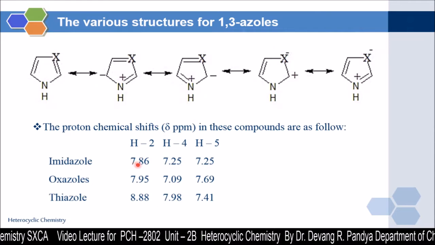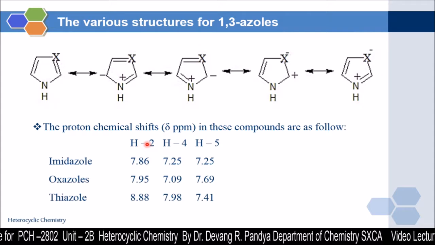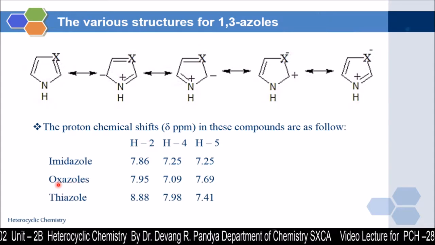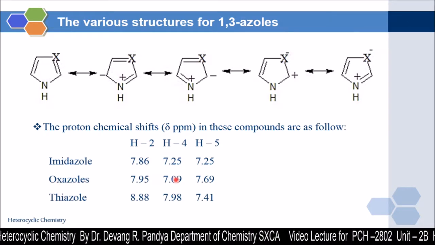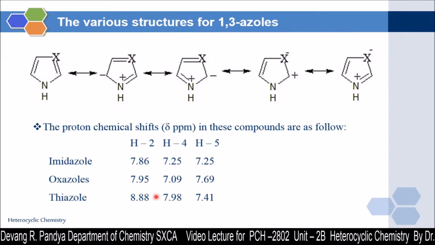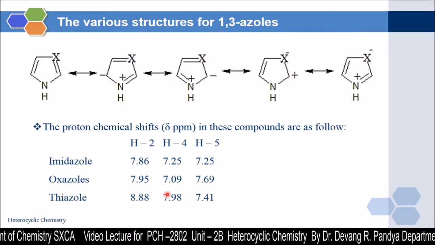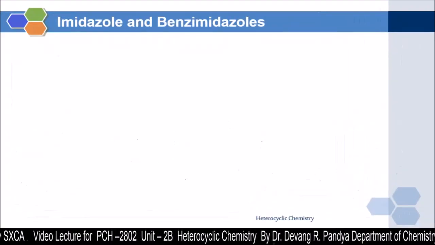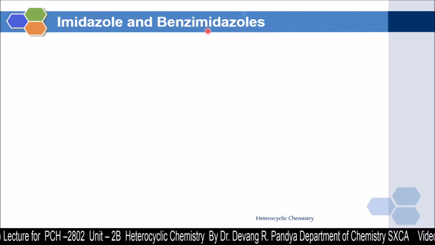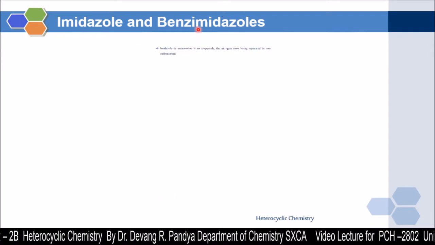Imidazole shows 7.86, 7.25 and 7.25. These are two equivalent protons, and this one is a slightly different proton. You can see the same kind of behavior in this one, and there is a little difference in the delta ppm value of the thiazole ring protons. Now imidazole and benzimidazole: this is a 1,3-azole, and this is a fused ring structure.